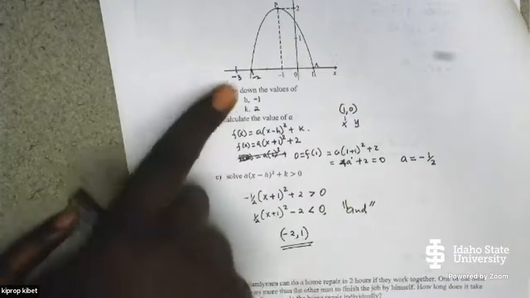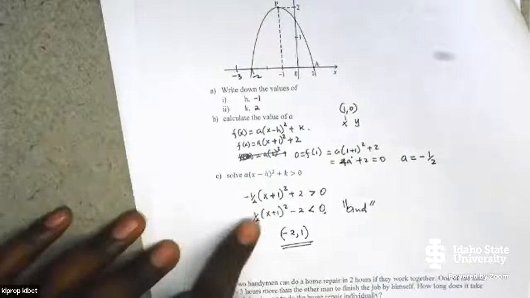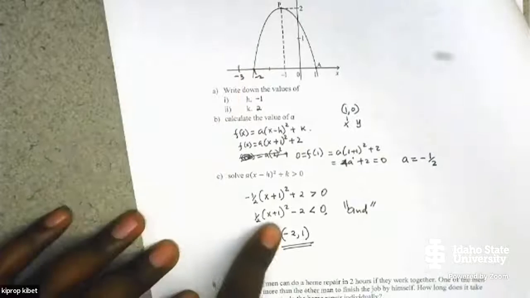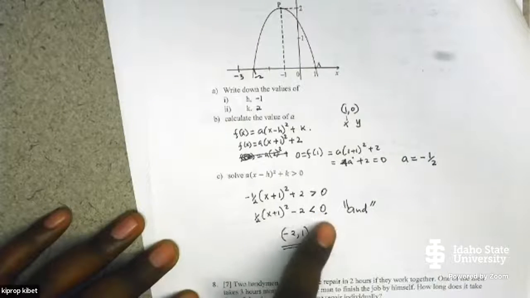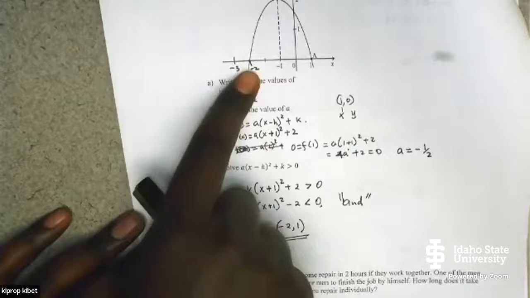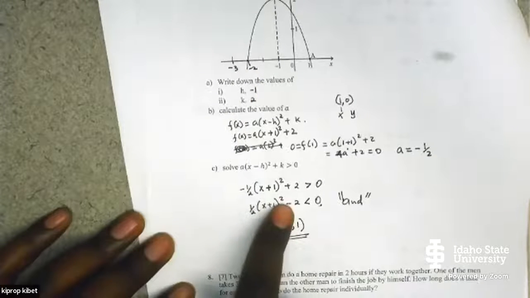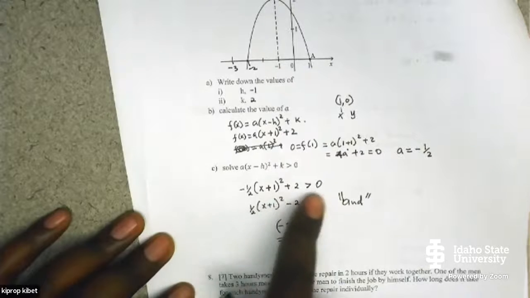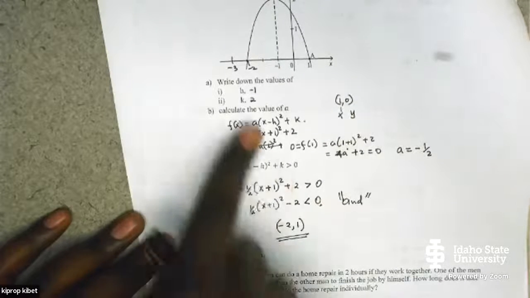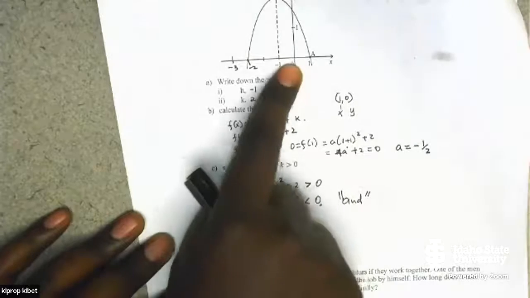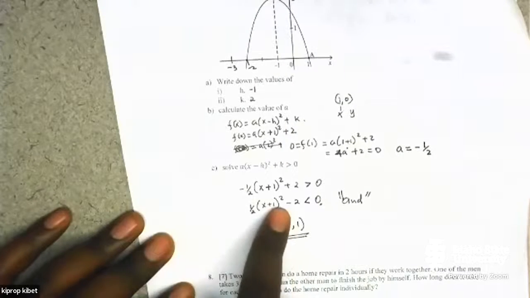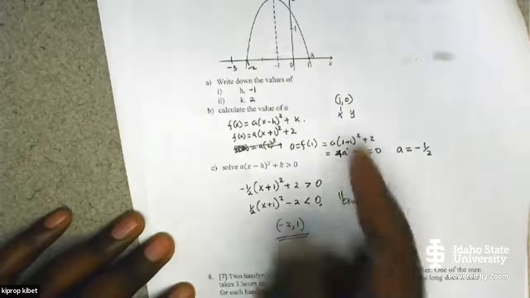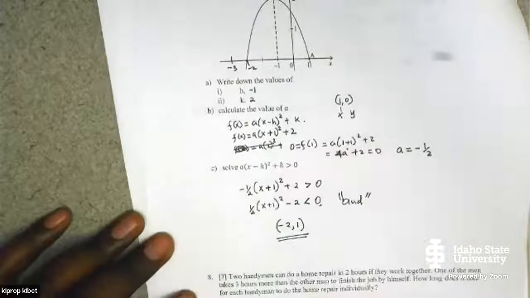Even if you come and test this one, if you put -3 here, it will not be less than 0. If you put -2 here, this will be 0, and that 0 is not less than 0. So it is not included in this. If you put 0 here, it will be -2, which is less than 0. So you can check like that.